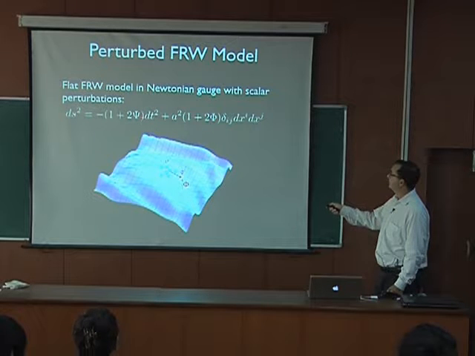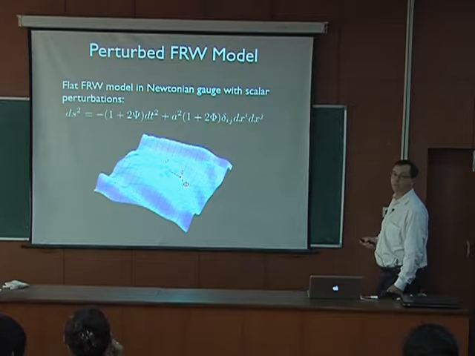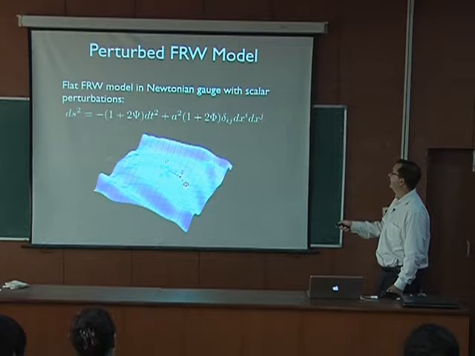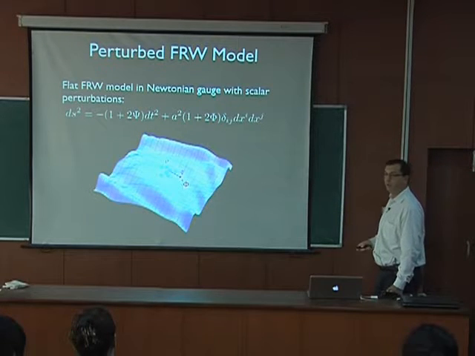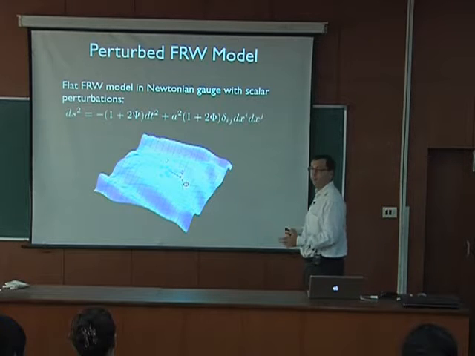There's an additional term in the time-like part of the metric, and then another term in the space-like part of the metric. Okay? And these perturbations are described by these two fields, scalar fields psi and phi, which can be thought of as the gravitational potentials.